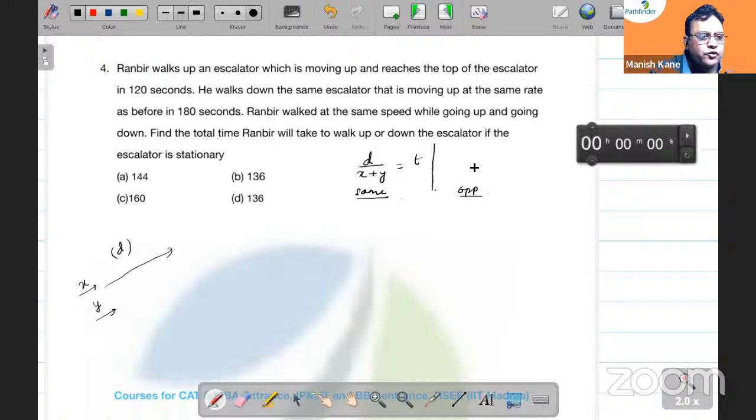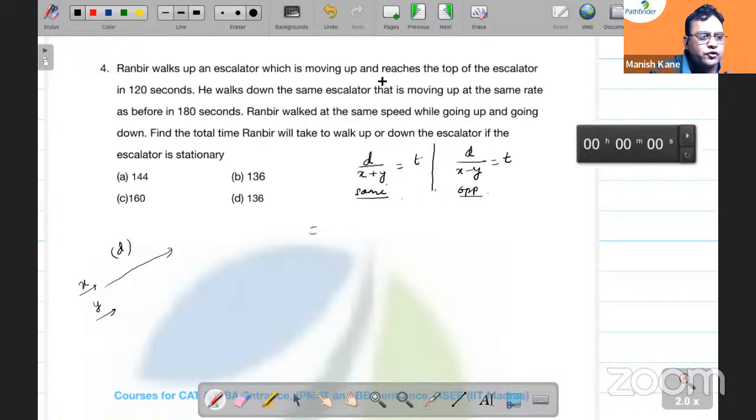And if they are moving in the opposite direction, that is, the escalator is moving down and the person is moving up, then the total time taken will be d upon (x minus y), because x plus y and x minus y become the effective speeds. When the escalator and the person are going in the same direction, the effective speed is x plus y. And when these two are going in opposite directions, the effective speed will be x minus y. So I hope this part is very clear to you.